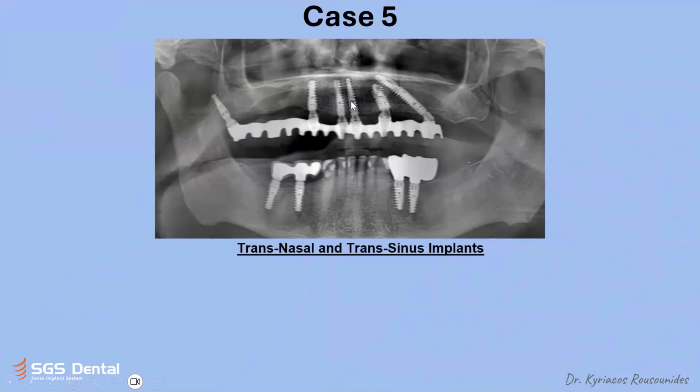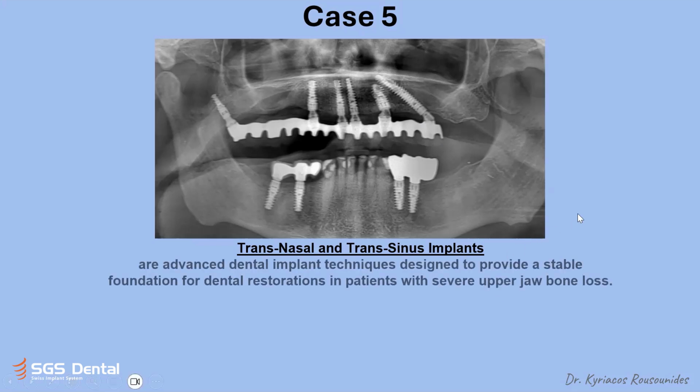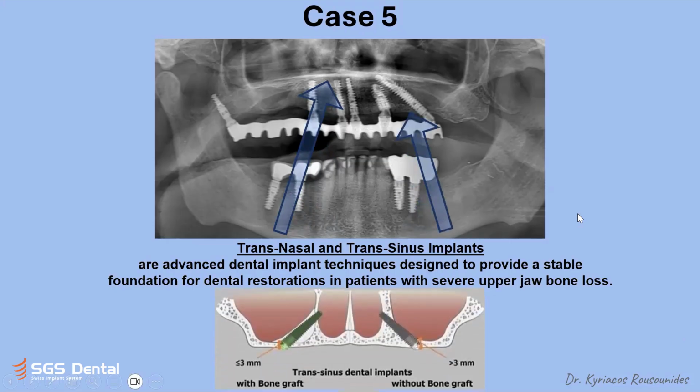A transnasal implant is the implant that goes through the cortical bone of the ridge and to the cortical bone of the nose floor, and the transsinus goes through the sinus or very close to the sinus and goes again through the nose. These two and this one.